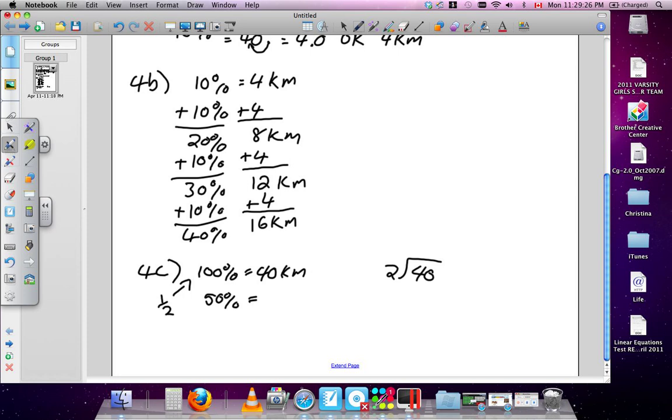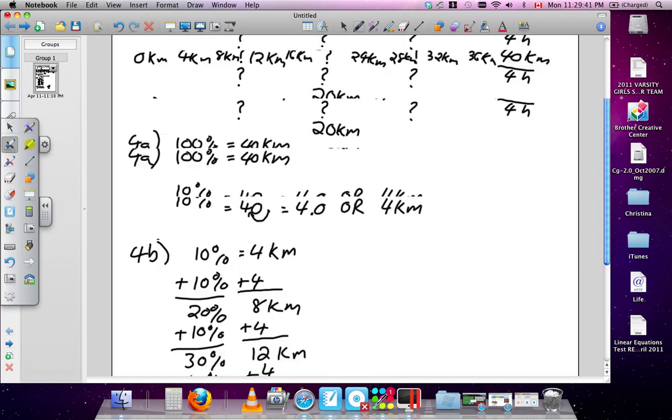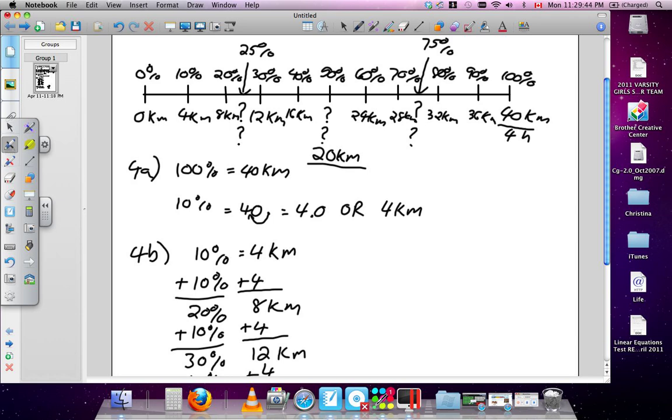2 goes into 4 twice. 2 times 2 is 4. Bring down the 0. 2 goes into 0 twice. It's 20. Half of 40 is 20 kilometers. And if we look back up here, that's exactly what we got for our 50. We got 20 kilometers. Now they also want us to find 25 and 75.